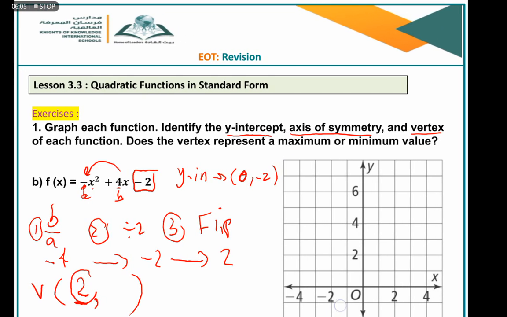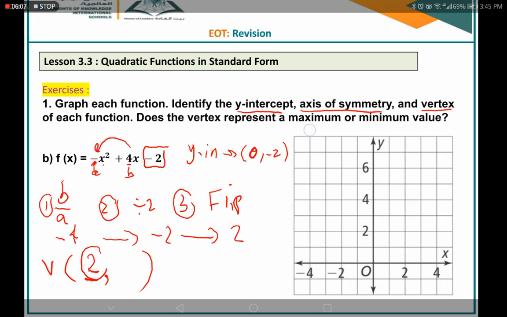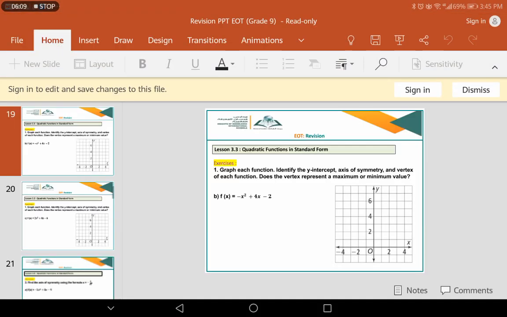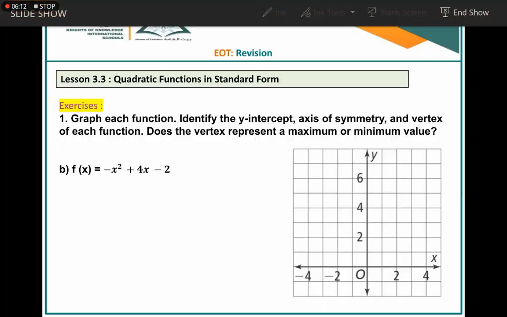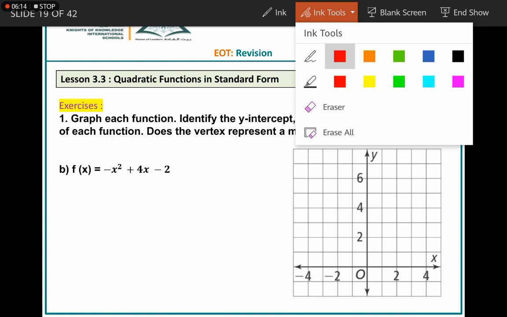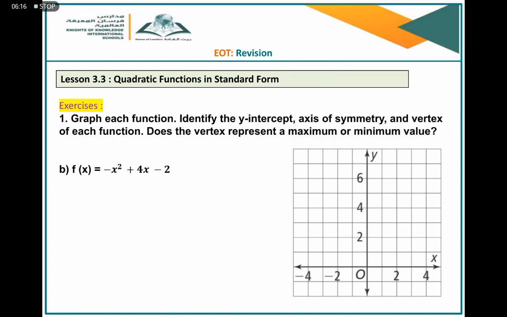Okay, I will use my eraser, my dear student, and see, everything will be good inshallah. Now the y-intercept is here. I will write it here. Y-intercept is 0 and negative 2. The axis of symmetry, we haven't finished it. The vertex, the first number I get before is 2.